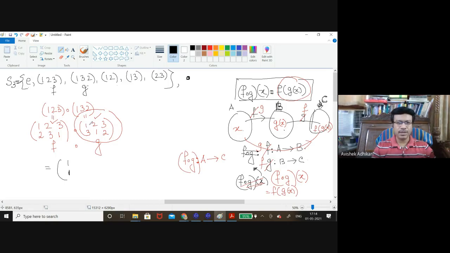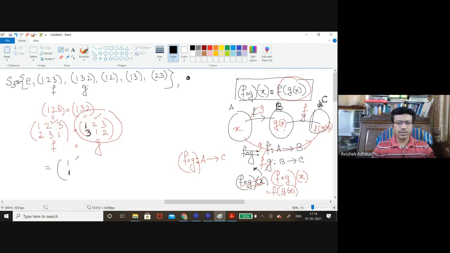Again I am repeating: 1 goes to 3 on the right side, because I follow this rule. So here the right hand side is G. I first follow 1 goes to 3 and then check where this 3 goes. And here I see that 3 goes to 1. So as a result, started with 1, it ultimately goes to 1.